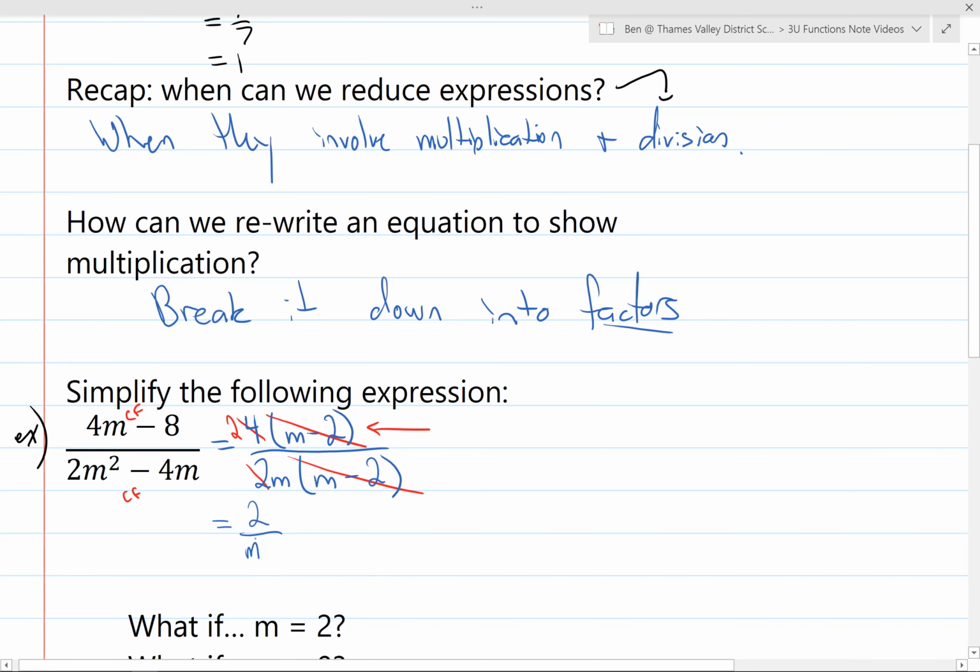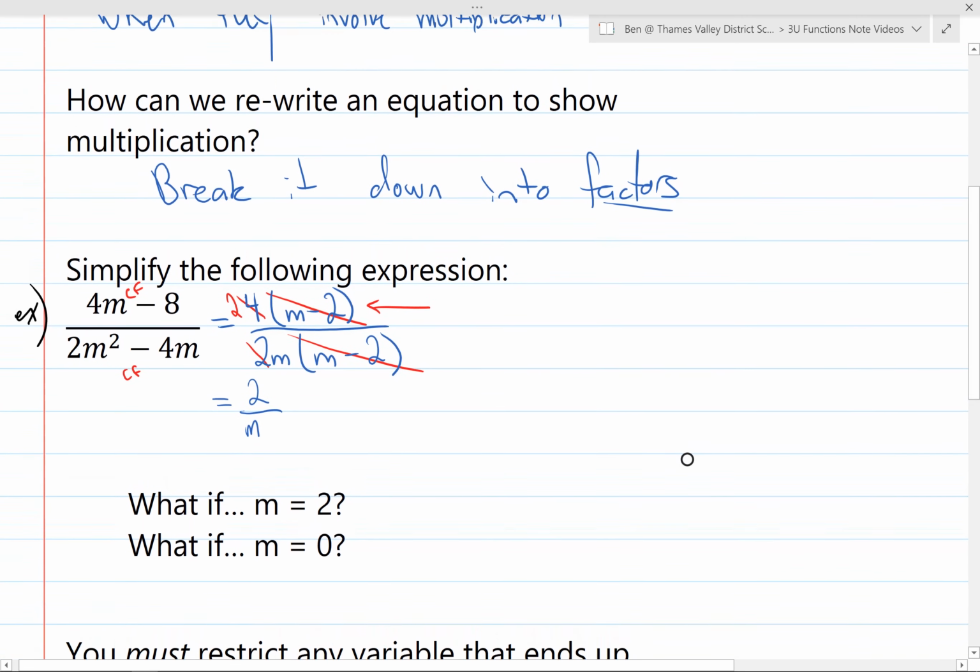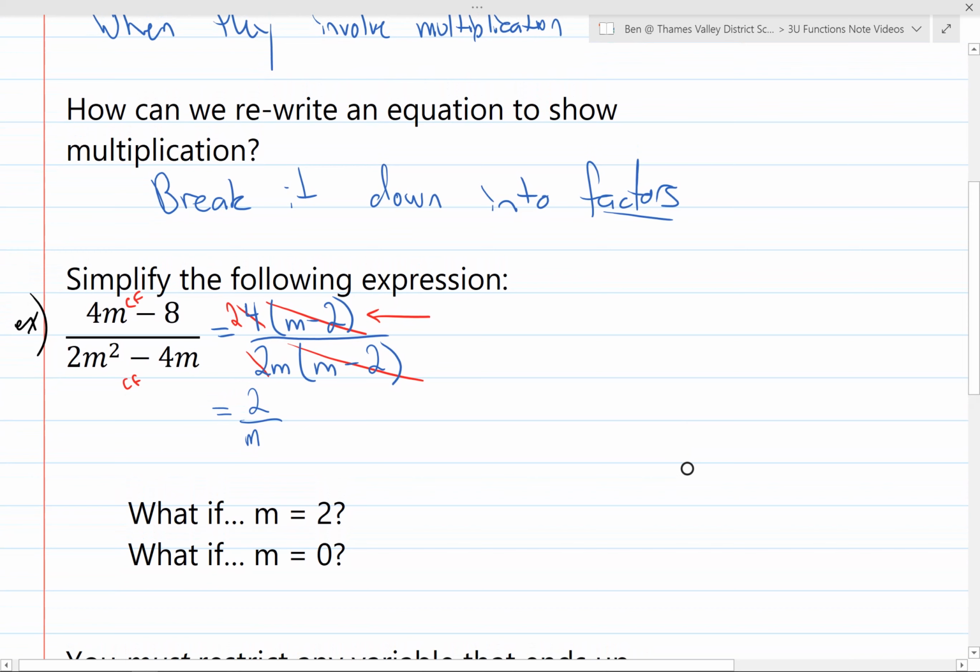So if I'm left here with 2 divided by m, then I can ask myself, okay, well, what happens if m equals 2? And actually, let's look at this second question first. What happens if m equals 0? Well, if m equals 0, I could put that into my calculator. That would be 2 divided by 0 here, which if I put into my calculator, it says undefined.